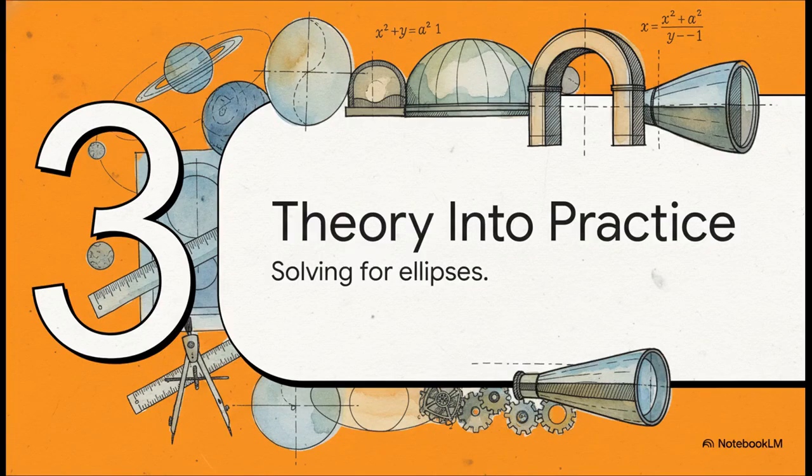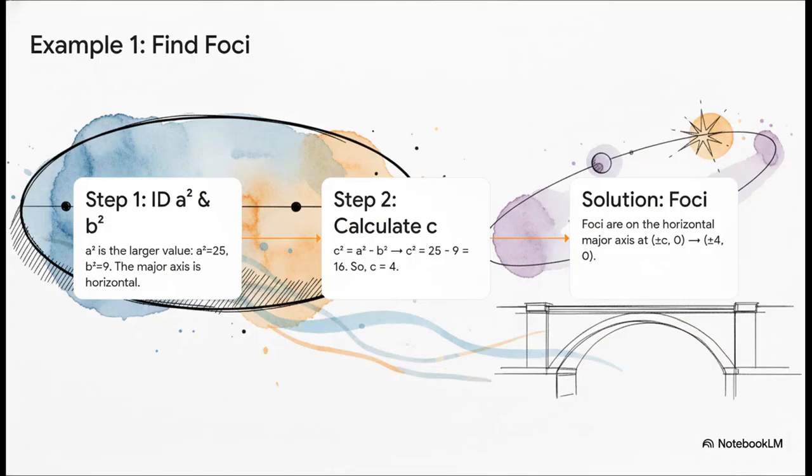Okay, enough theory. The best way to really understand this stuff is to see it in action. So let's put these formulas to the test with a couple of classic examples. Okay, check out this equation. First step, find a squared and b squared. What's the rule? a squared is the bigger one, right? So that's got to be 25. That means a is 5. b squared is 9.